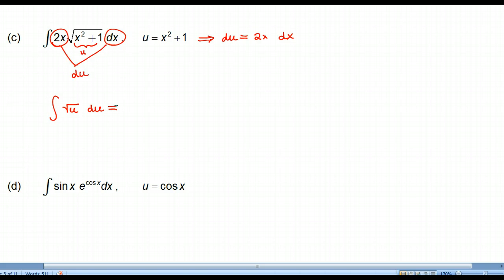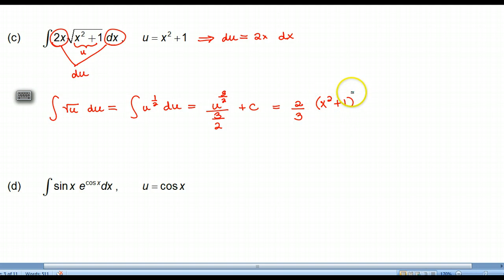So it's almost like whatever I've used, I kind of replace it there. I just think of it as almost like canceling it out. Now, this is u to the 1/2 du. So it's u to the 3/2 over 3/2 plus c. So it's 2/3. And now I can just replace the u with x squared plus 1, to the 3/2 plus c.